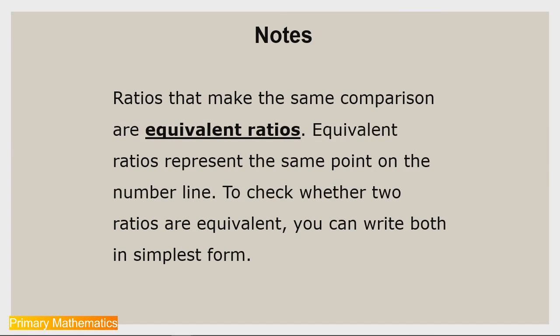Ratios that make the same comparison are called equivalent ratios. Equivalent ratios represent the same point on the number line. To check whether 2 ratios are equivalent, you can write both in their simplest form. And we have been doing that, writing ratios in their simplest form.